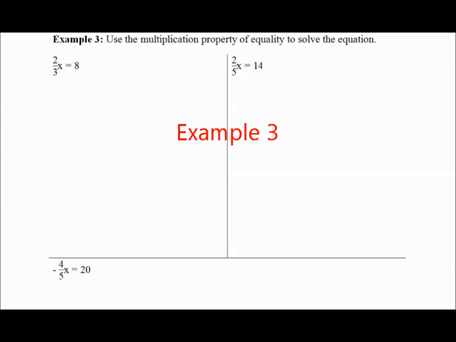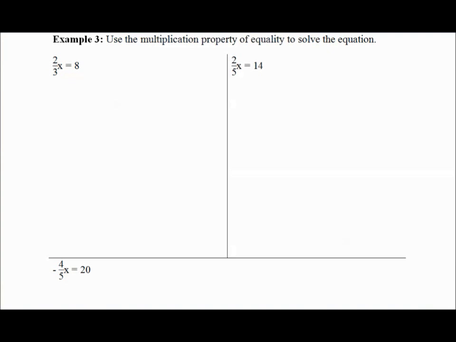Example 3. Use the multiplication property of equality to solve the equation. For each one of these problems in example 3, if you look at them, the coefficient is a fraction. So with this example, you're going to learn how to solve an equation when your coefficient is a fraction, how to get rid of that fraction. Because we know the goal is always to isolate the variable. So it means we're going to need to get rid of this fraction. Okay? So let's go ahead and get started.